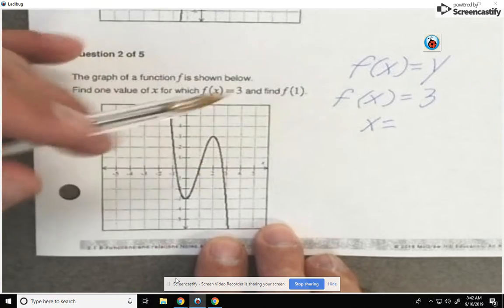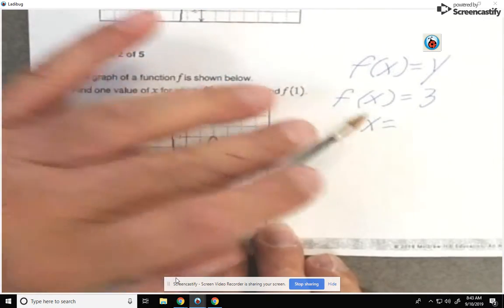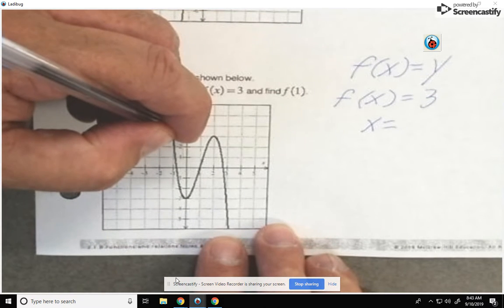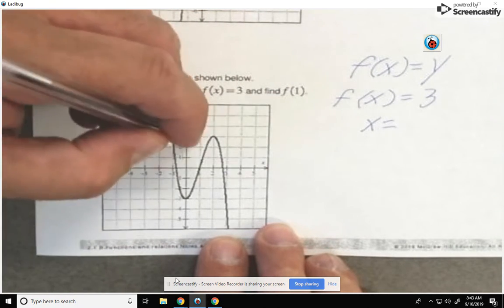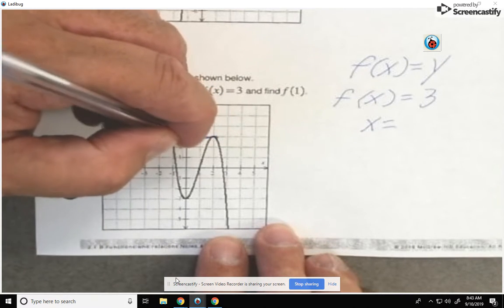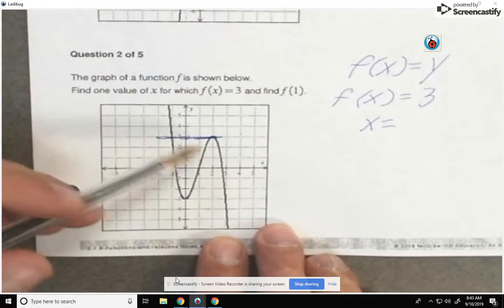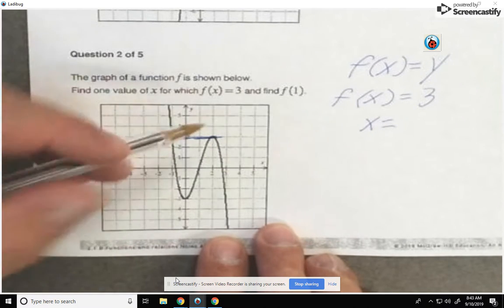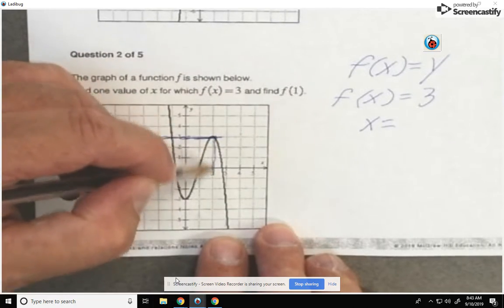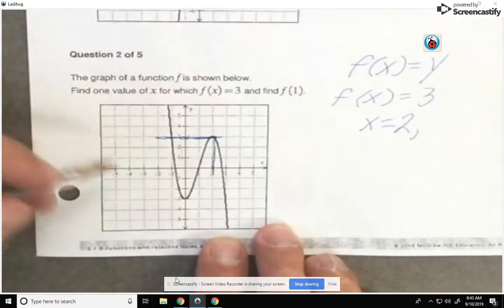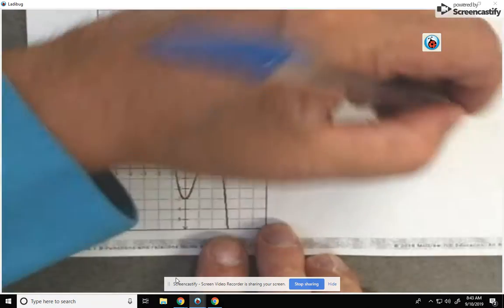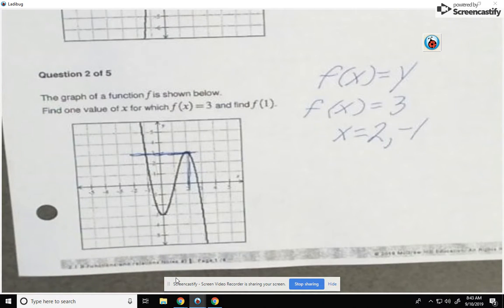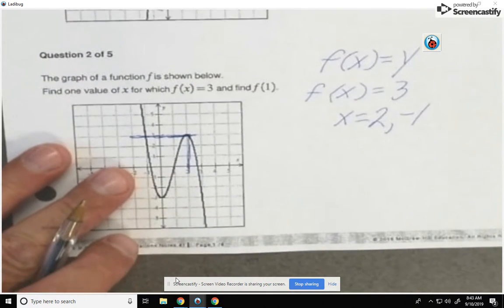Rather, our y is 3, they want our x, so we go on our y-axis up to 3, and then we either go left or right to find where our graph is at. So in this case, we actually have points on both sides. So one of our x values would be at 2, and our other x value would be at negative 1. So we would actually have two answers here if we wanted to put both of them.